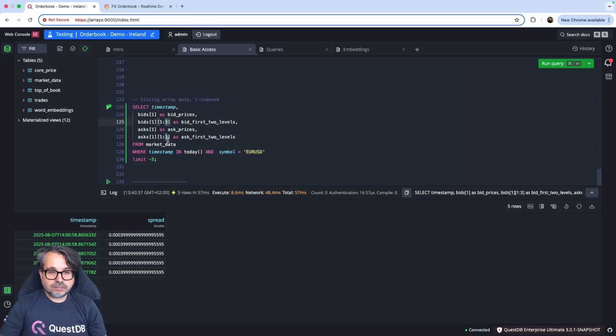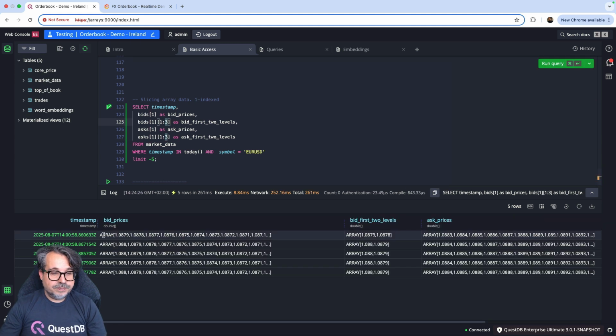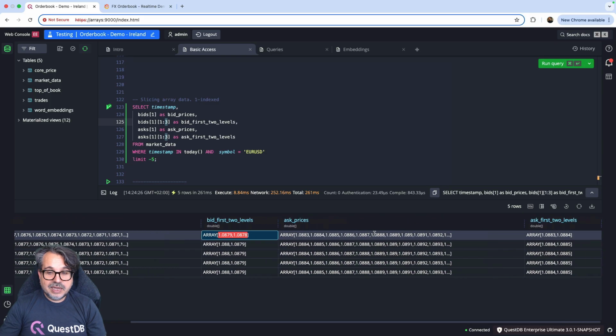You use a colon, and you have to define which is the starting position, which is inclusive, and which is the finishing position, which is exclusive. So in this case, I'm going to be getting the first 2 positions, the first 2 labels for the bid prices, and the first 2 labels for the ask prices. You can see here, this is the bid price array with 40 labels, and here I'm getting from position 1 inclusive to 3 exclusive, so I'm getting the first 2 positions for the bids and the first 2 positions for the ask.